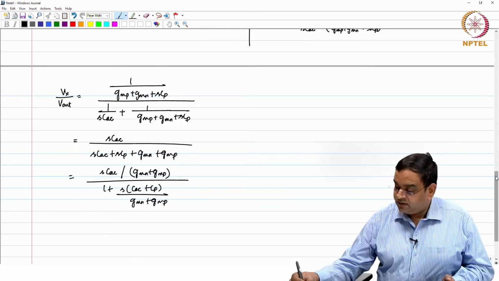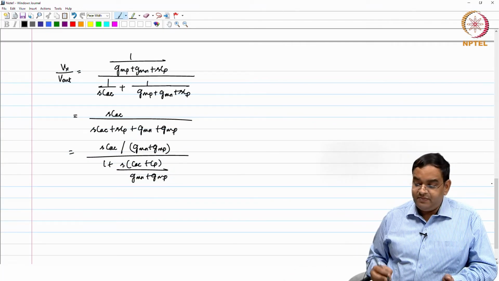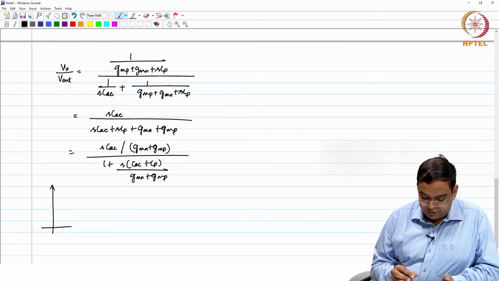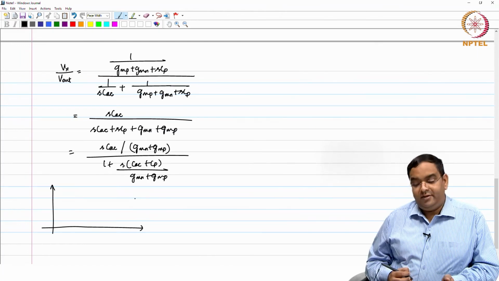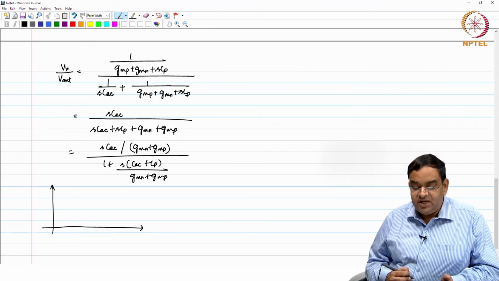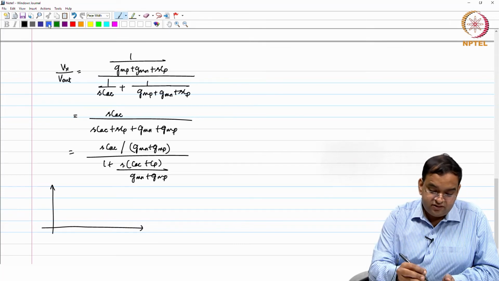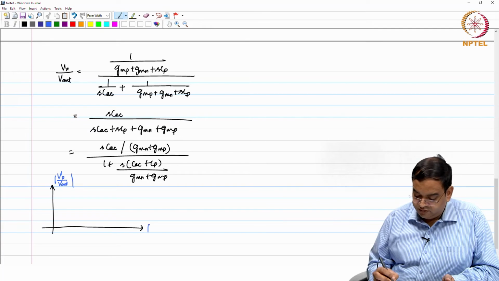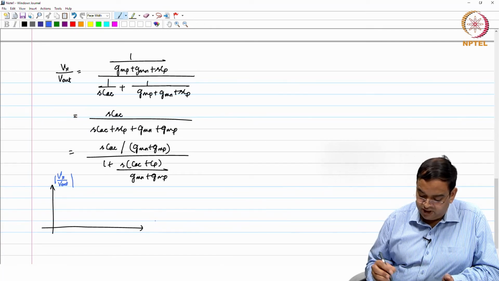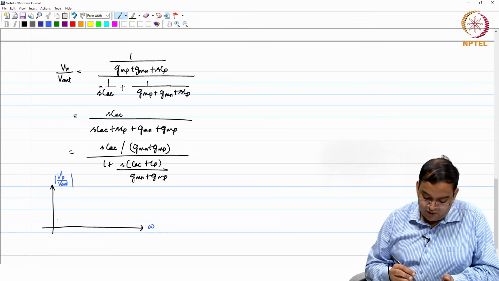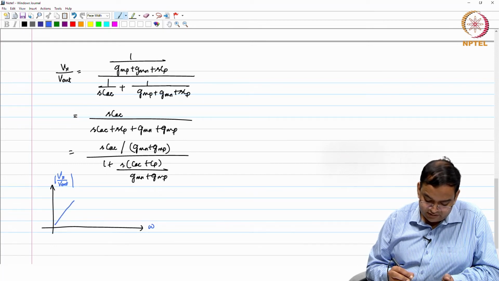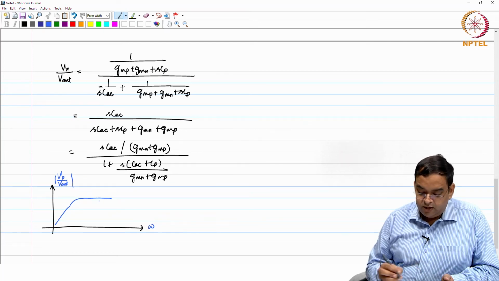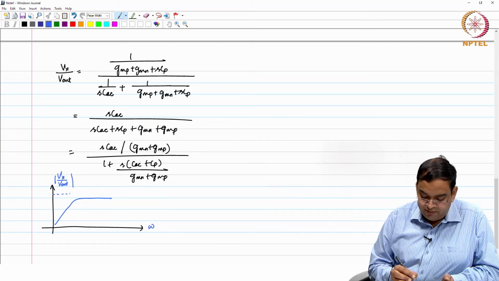Okay. So, this transfer function is actually a high pass transfer function, and for this high pass transfer function there is a pole, and the pole is at GMN plus GMP divided by CAC plus CP. If I plot this versus frequency, or versus omega, it is like a high pass transfer function, and then it will become flat. What is the value at which it will become flat?